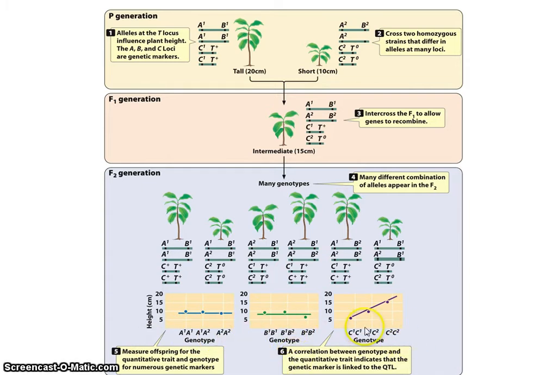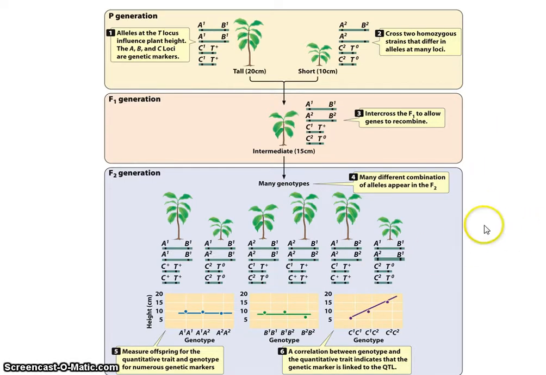However, if we look at the C locus, we do see a relationship, which is a significant slope between genotype at the C locus and plant height, such that plants with the C2 genotype are taller than plants with a C1 genotype. And so by this pattern, we can conclude that the QTL that controls plant height is located near the C locus, or at least linked somehow to it. That is the conceptual basis of QTL mapping.